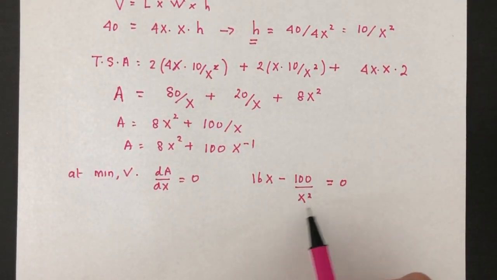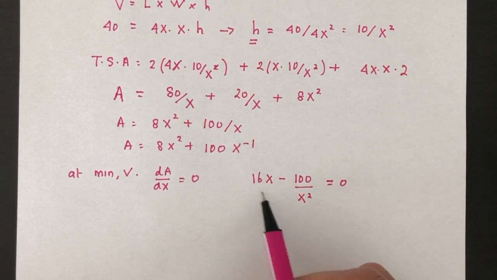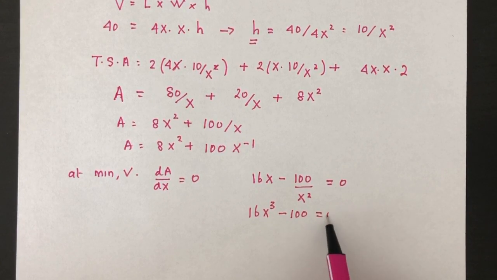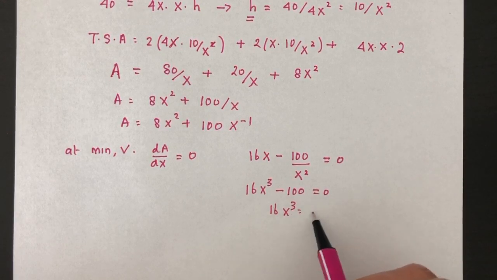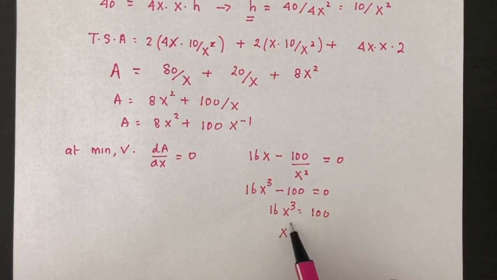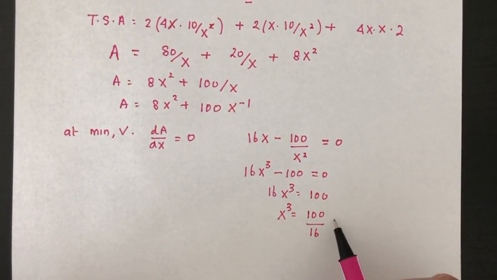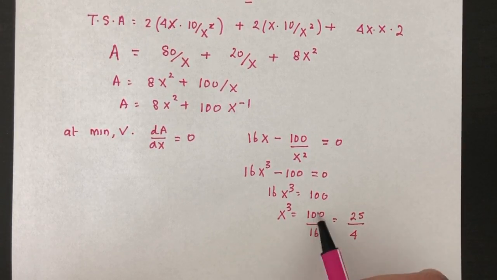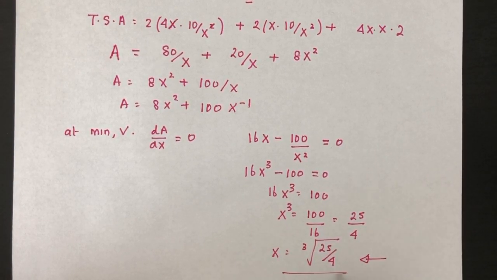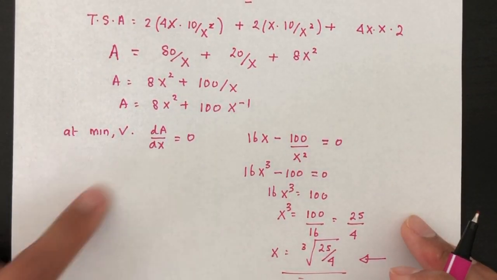So we can first multiply by x squared to get rid of x squared. That will be 16 x cubed minus 100 equal to 0. Then from this you will have 16 x cubed equal to 100. Now that will be 100 divided by 16. So if you simplify it by 4, you will have 25 over 4. So x will be the cube root of 25 over 4. So for this value of x, as you can see here, A will have a minimum value.